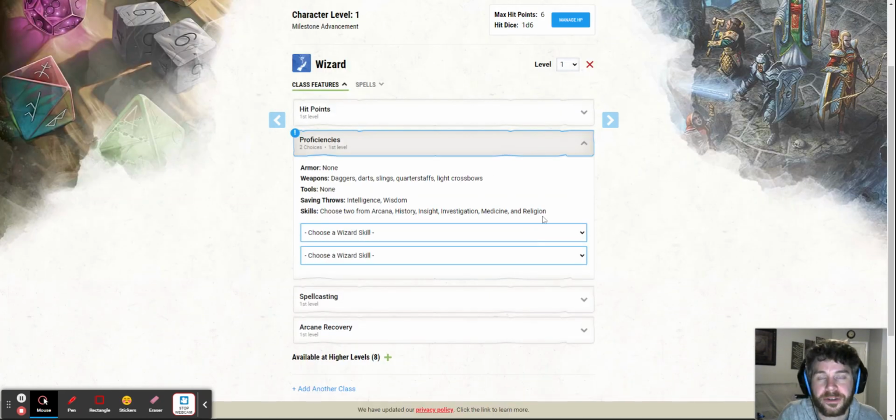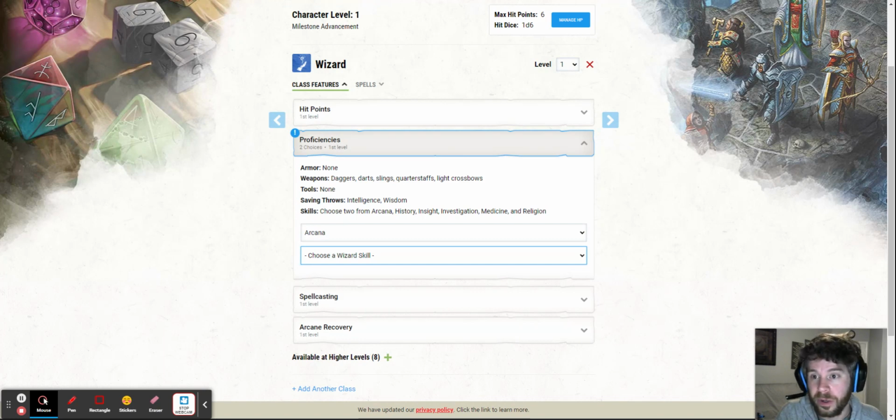So proficiencies, these are the things that your character is going to be really good at. Right out of the gate: Arcana, History, Insight, Investigation, Medicine, and Religion, and you get two of them. Arcana makes the most sense. As a wizard, you want to have some expertise in the field of magic, so that's probably your first one. History really stands out to me as a wizard. A lot of times your dungeon master will ask you to make rolls on knowing certain things from the past, lore, things like that. So history would be a really good one.